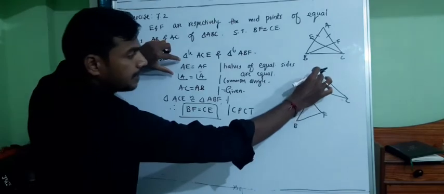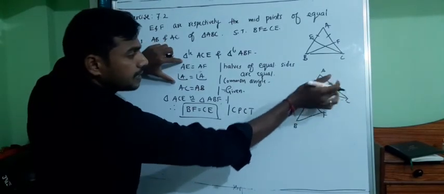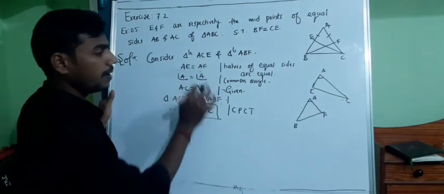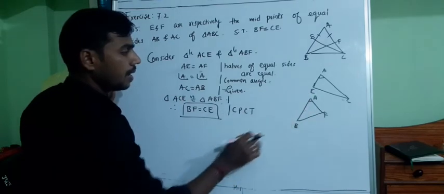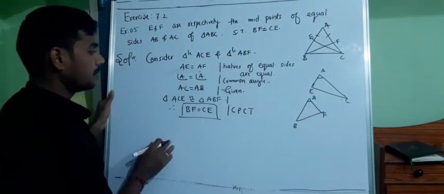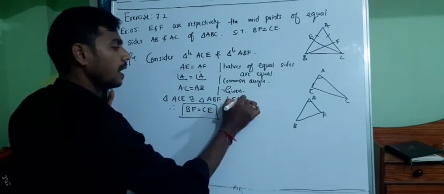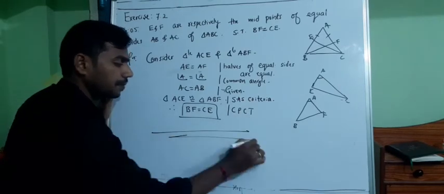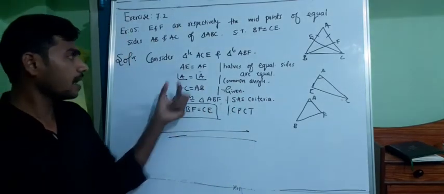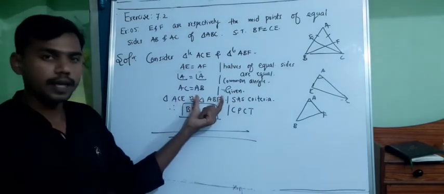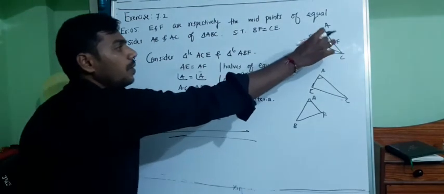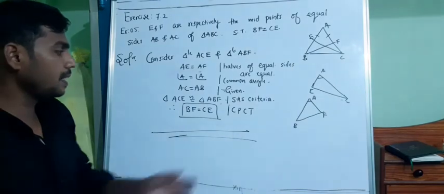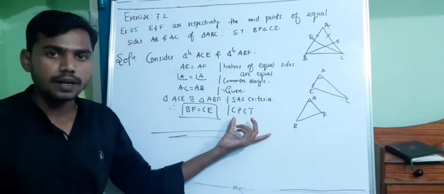Where is AE? AE is here. Where is AC? AC is here. And this is included angle. Two sides and included angle. AF, AB, and included angle. So, this is SAS criteria. So, please note this down. Because of SAS criteria, triangle ACE will be congruent to triangle ABF. Because of that, BF is equal to CE because of CPCT rule. What is the CPCT? Corresponding parts of congruent triangles.